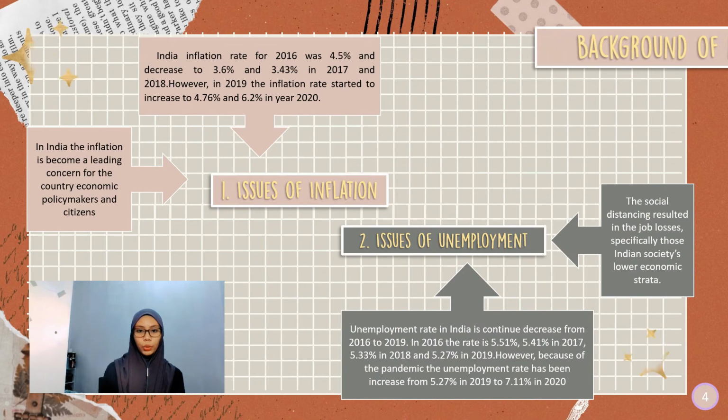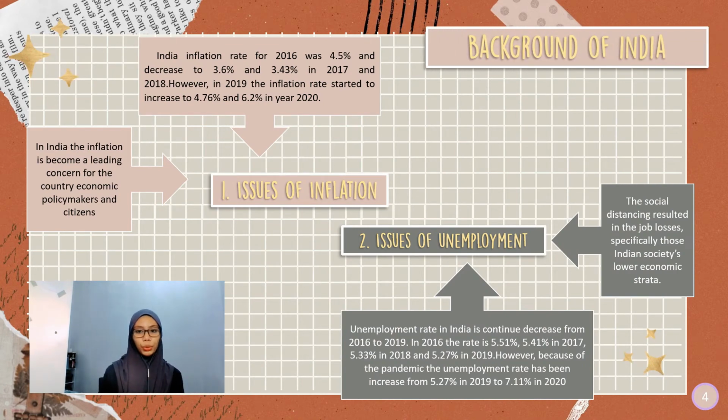My name is Mardia Binti Suleiman, and I will explain about the issue of inflation and unemployment in India. India's inflation rate for 2016 was 4.5%, decreased to 3.6% in 2017, and 3.43% in 2018. However, it started to increase in 2019 to 4.76% and continued to increase in 2020 to 6.2%. It has become a major problem for their economy and impacts their citizens.